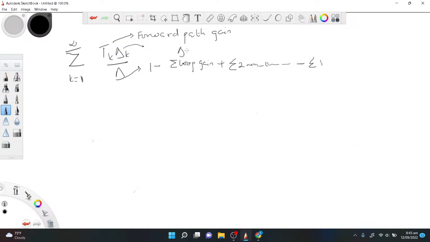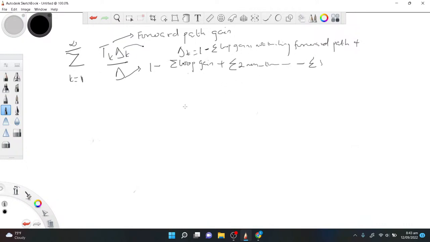Then delta k represents 1 minus the sum of loop gains not touching the forward path, plus. So if you know this formula, you just write the same thing and you just add the non-touching forward path.